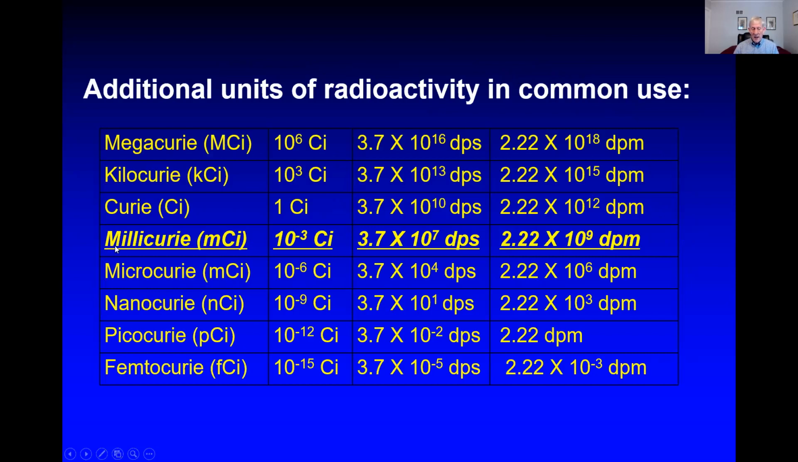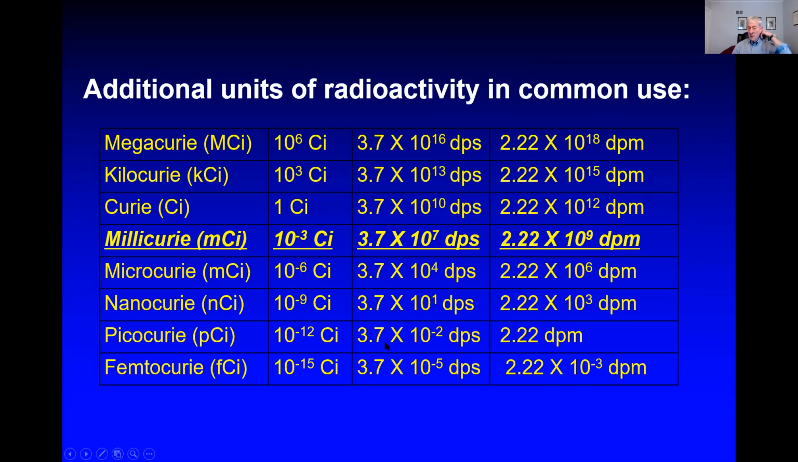I've underlined, highlighted in bold, and italicized this one because this is the one you need to know. If you know that a millicurie represents a disintegration rate of 3.7 times 10 to the 7th, you can easily get to any other one in the chart here. There's a difference of a factor of 1,000. A curie is 1,000 millicuries. That goes from 10 to the 7th to 10 to the 10th. A kilocurie is 1,000 curies. That goes from 10 to the 10th to 10 to the 13th. A megacurie, a nuclear power plant term, would be 10 to the 16th.